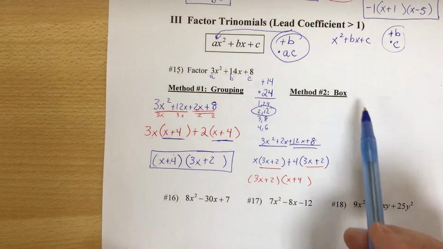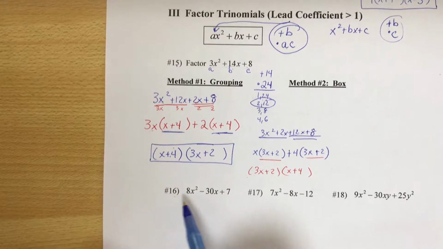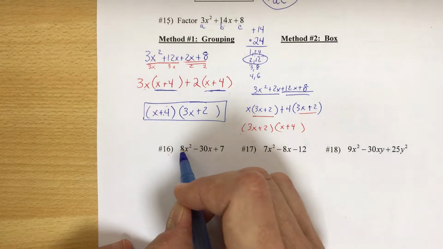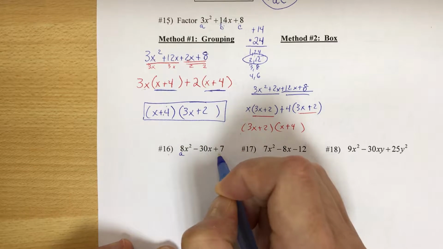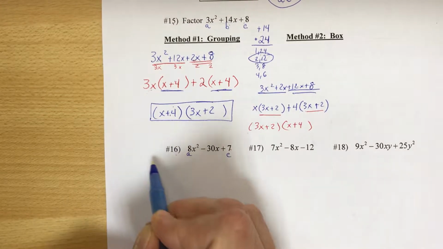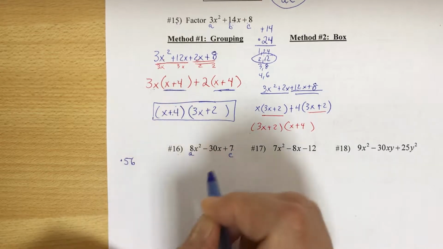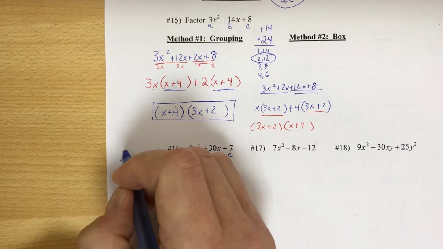Before I show you the box method, let's try 16. Okay, so let's factor by grouping. First thing we need to do is a times c. 8 times 7, I'm going to write it over here. 8 times 7 is 56. The middle number is negative 30.